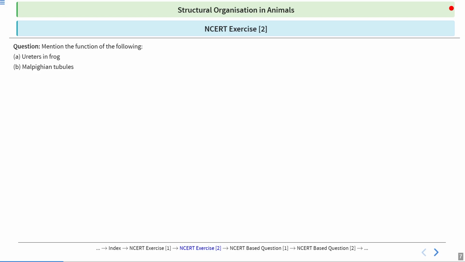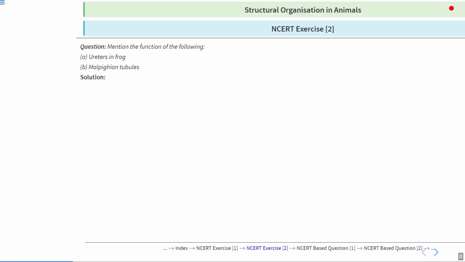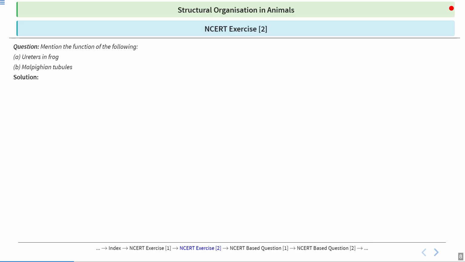Mention the function of the following. The first one is ureters in frog and B, Malpighian tubules. Let us see the answer. This was our question. A, ureters in frog.